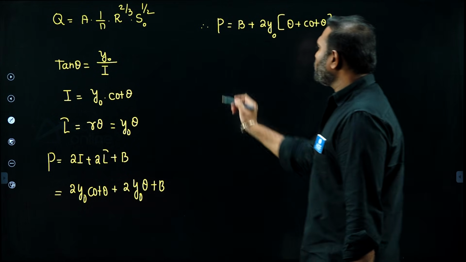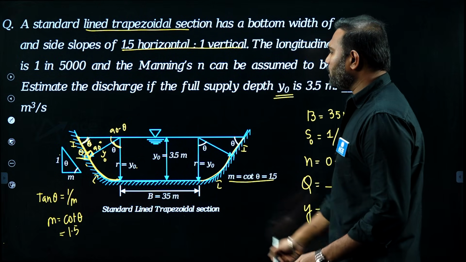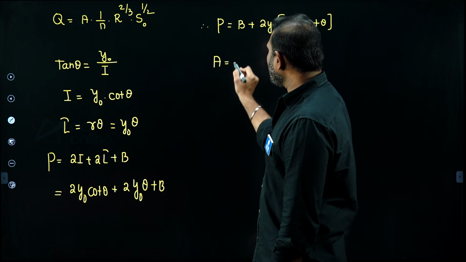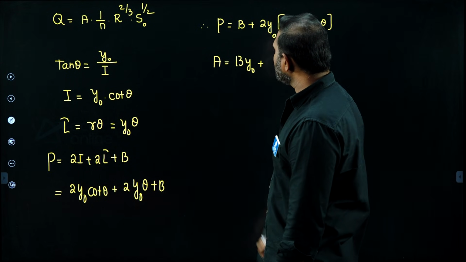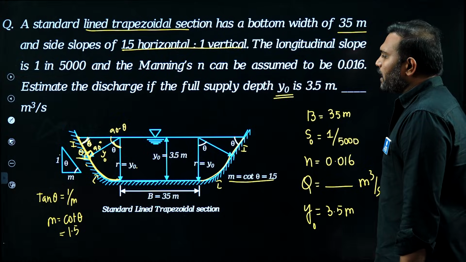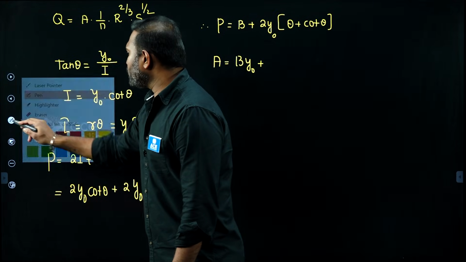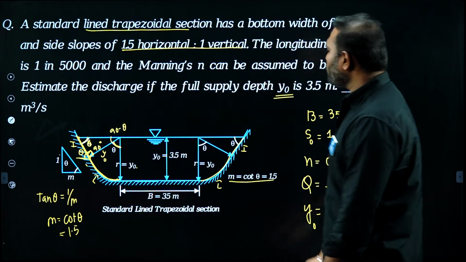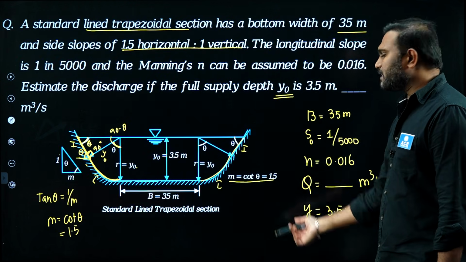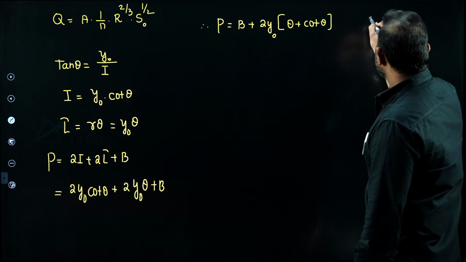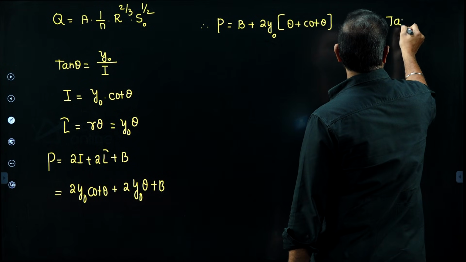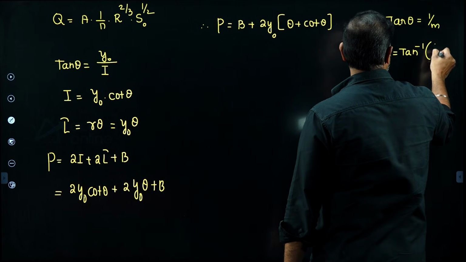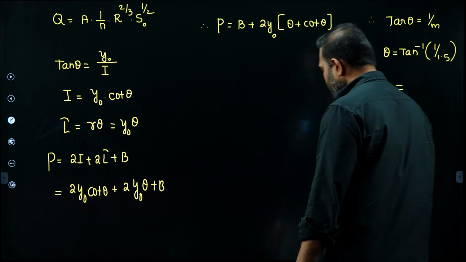Right. Now similarly, what about the area? Area is nothing but, you see, there is a rectangle and 2 triangles. First the rectangle area, b into Y0, plus the triangle area. First let's find out the theta value directly. Cot theta is 1.5, and what about the theta value? Tan theta is equal to 1 by m, right? Then theta is equal to tan inverse of 1 by 1.5. Check this value.